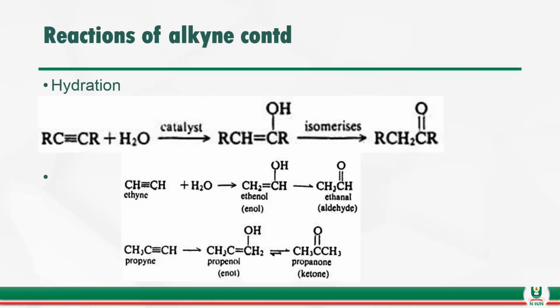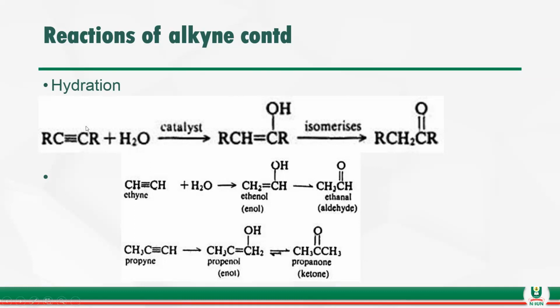This is hydration. We did not look at hydrohalogenation because we already discussed that in detail in alkene, and there is no difference here except for the number of moles of hydrogen halide. The same thing goes for halogenation. But in hydration of alkene, we usually obtain alcohol. However, hydration of alkyne will give us a carbonyl. You can see it here.